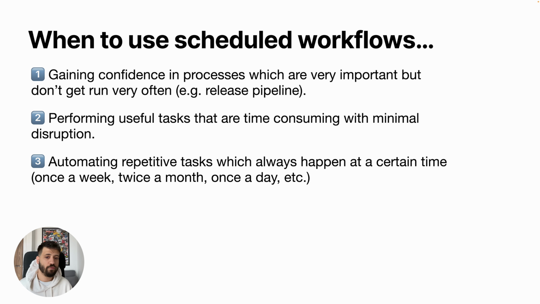Also performing useful tasks, as we saw in the previous slide, that are time consuming with very minimal disruption to your teammates. And then last but not least, automating repetitive tasks, which always happen at a certain time. So once a week, twice a month. For example, I use this on my GitHub README. I have a nightly build that grabs the latest articles from my posts and updates the markdown on my README file in my GitHub profile, and just pushes to main on my personal repo, so that my profile is up to date with my latest articles.